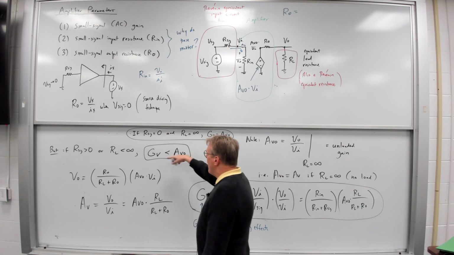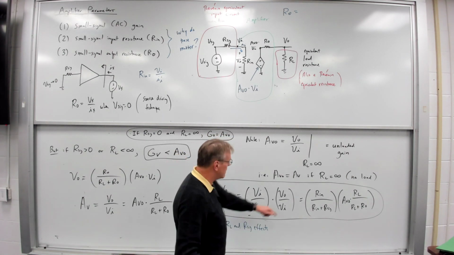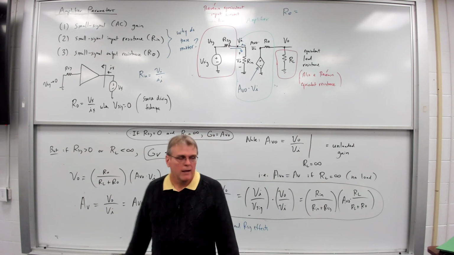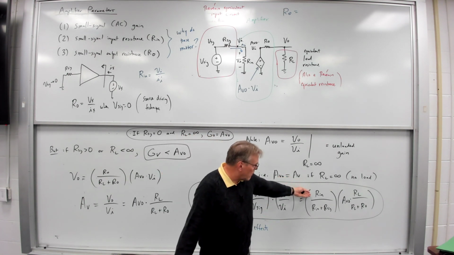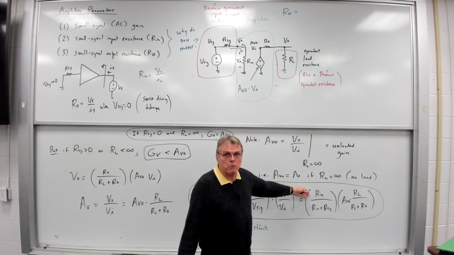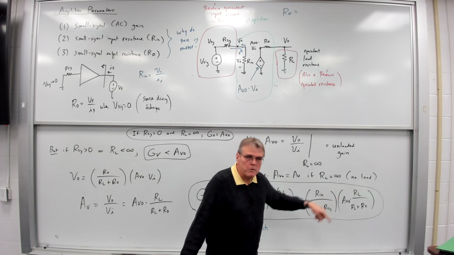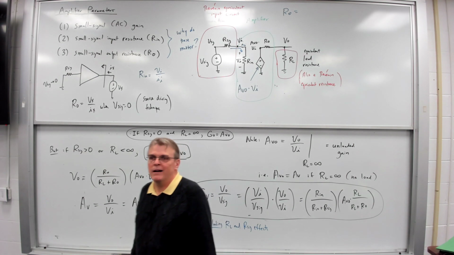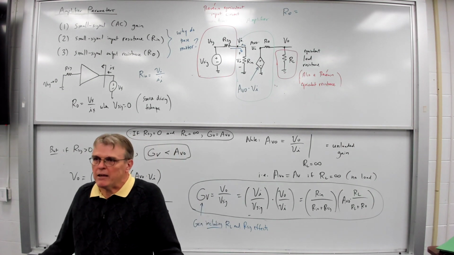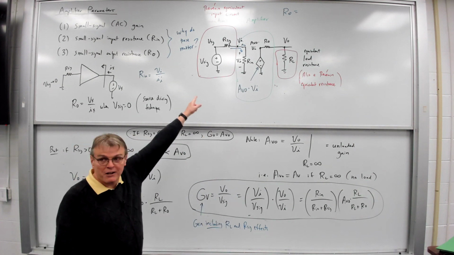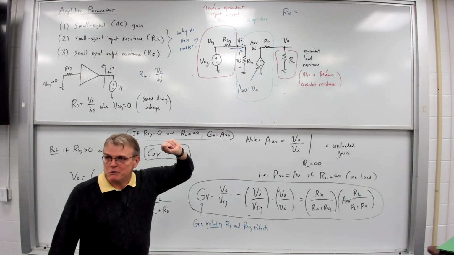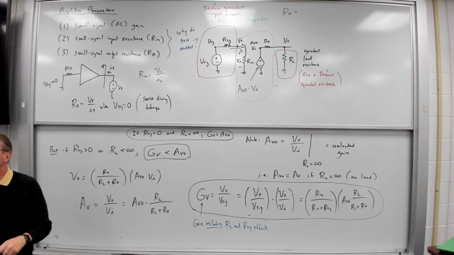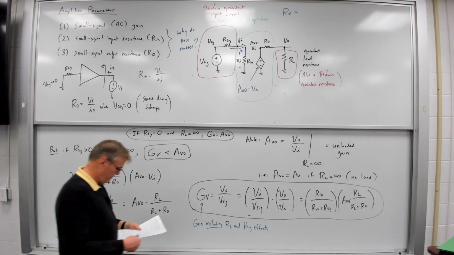Okay? Why is this true? Well, it's because of the effect of Rn and RO. If they weren't there, it wouldn't matter. If Rn was equal to infinity and RO was equal to 0, then it wouldn't matter what R sig and RL were, right? I would still get GV is equal to AVO. But because that's not true, because those are finite values in a real amplifier circuit, we find that our global gain is reduced.